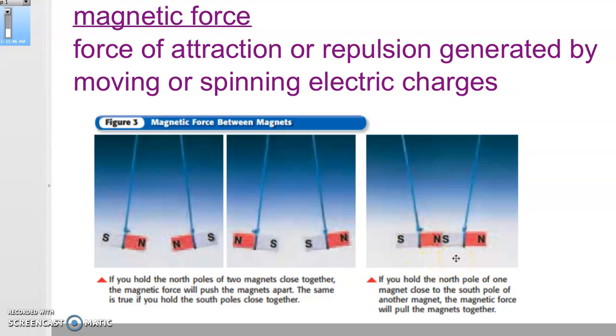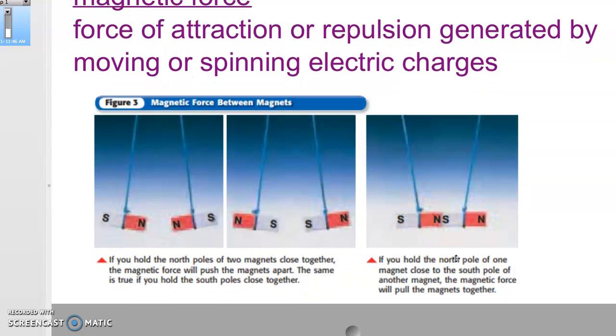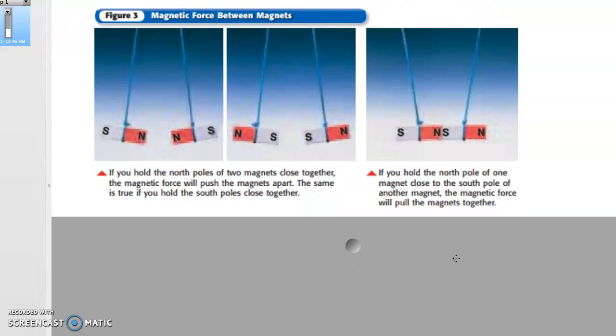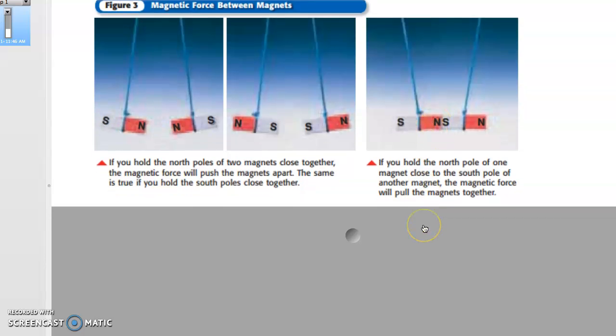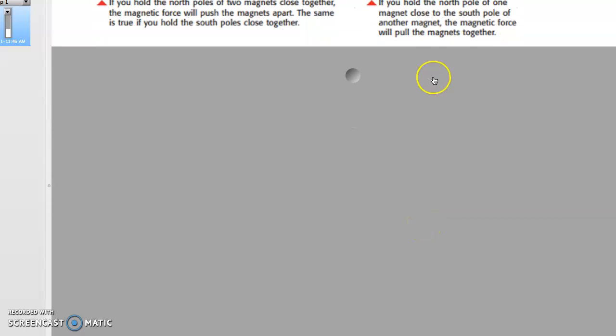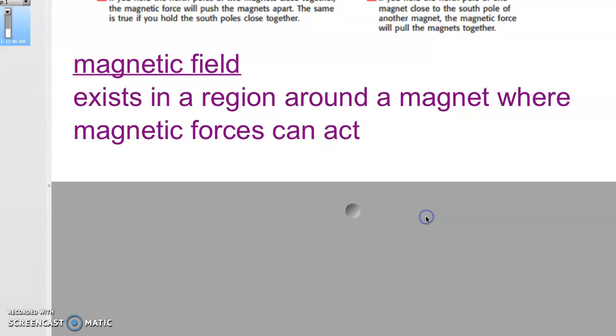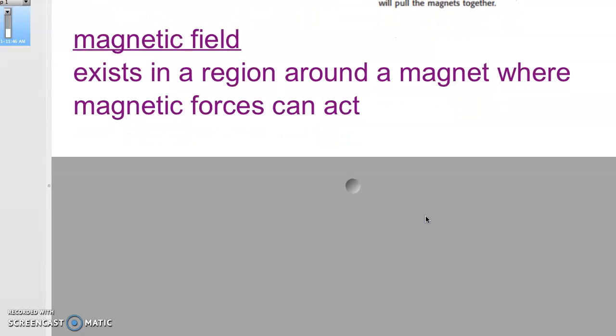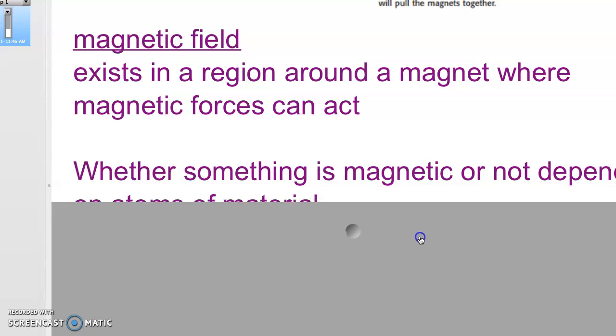Think back to the example I've used before with the trains that you may have played with when you were little. Sometimes they would repel if it was the two souths or the two norths, and then of course they would connect together when you hit the north and the south. So that's a simple example. A magnetic field is an area or region around the magnet where those forces can act. Obviously, if they're too far apart, that's not going to work.